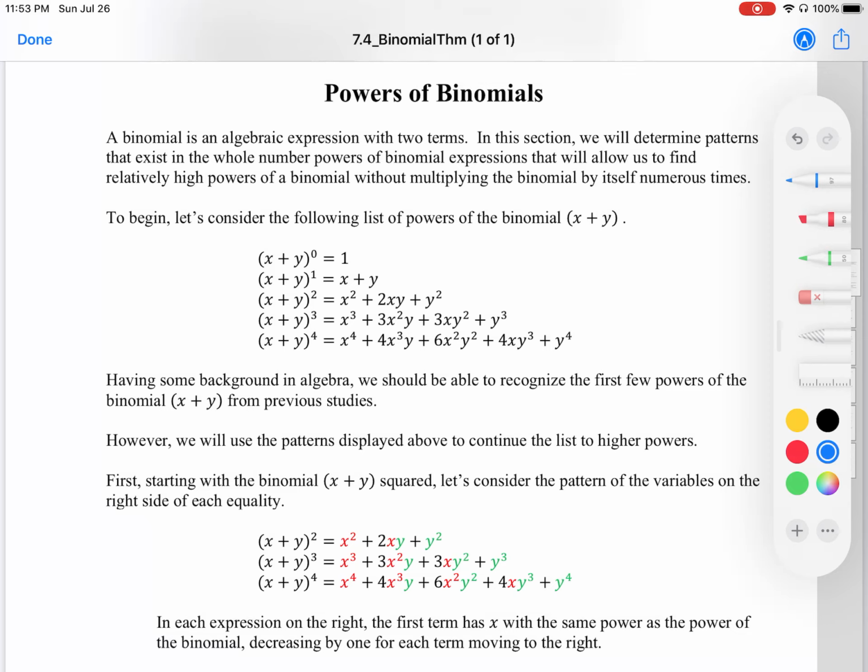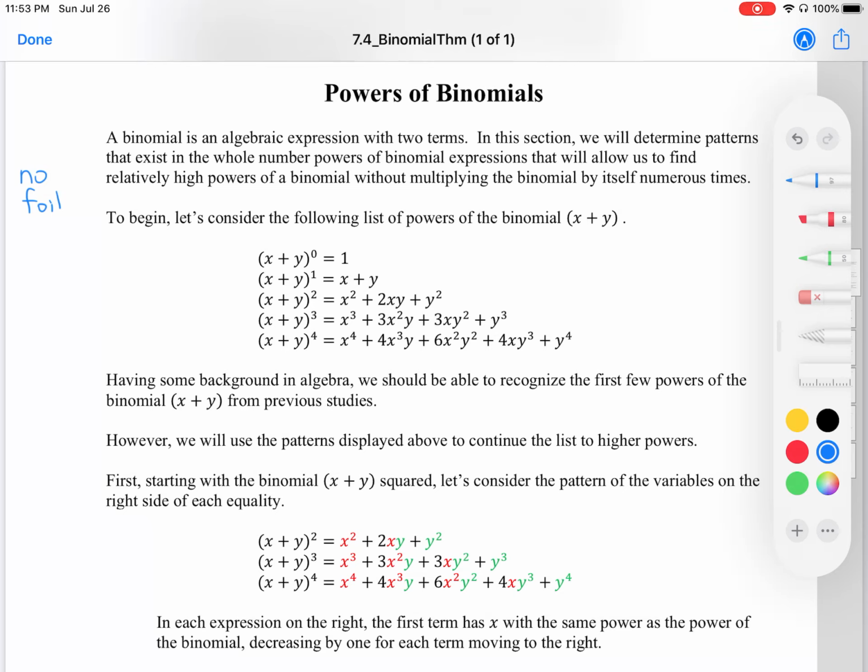Powers of binomials. A binomial is an algebraic expression with two terms. In this section, we will determine patterns that exist in the whole number powers of binomial expressions that will allow us to find relatively high powers of a binomial without multiplying the binomial by itself numerous times. So it saves the trouble of FOILing. So no FOILing process. To begin, let's consider the following list of powers of the binomial.